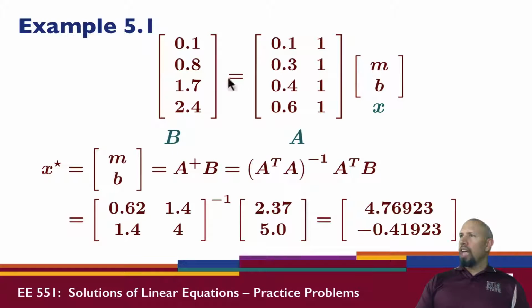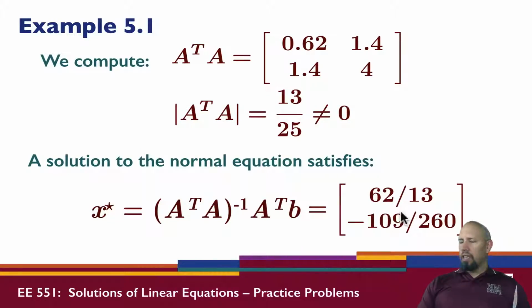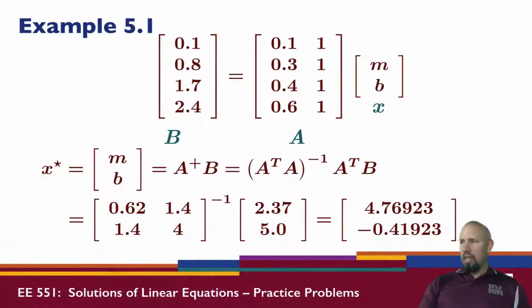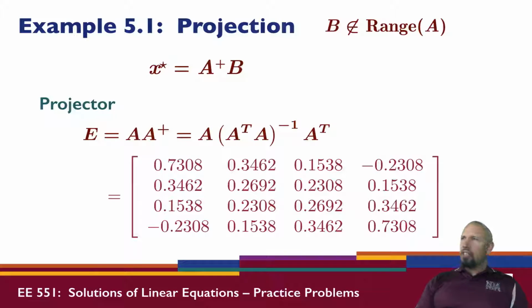So again, for this equation, the x star, which is m and b, is equal to A pseudo-inverse times b. So this is the A pseudo-inverse times b. And so going through and calculating, this is the result we get, which should be the same as what we got over here. All right, let's look at another problem.